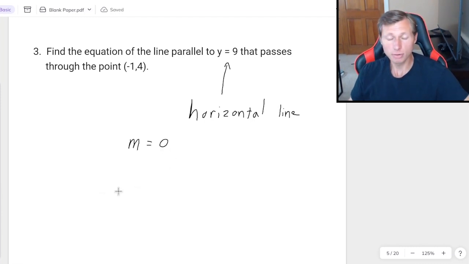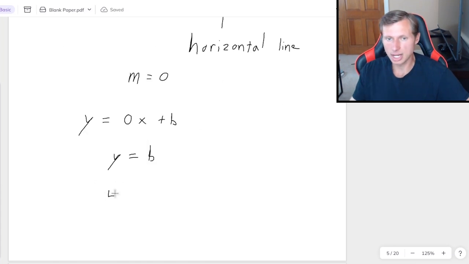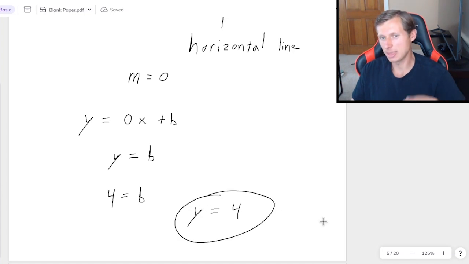So we can still solve this the same way, y equals mx plus b, where it's going to be y equals 0x plus b, and anything times 0 is just 0. So that means y equals b. I still have to solve for b though by plugging in x equals -1, but there's no x, and y equals 4. So in other words, I would say 4 equals b. So I'm done. y equals 0x, which I won't even include, plus 4. So in other words, it's just y equals 4, and that's it.